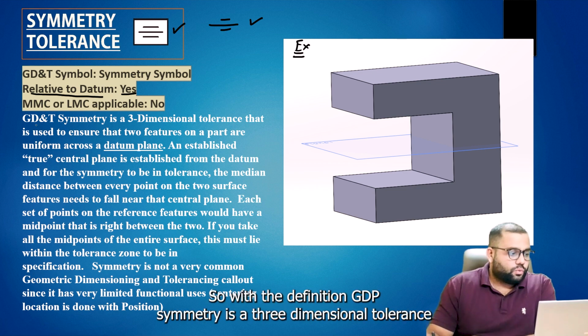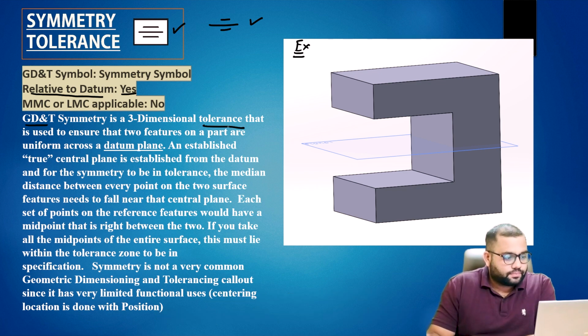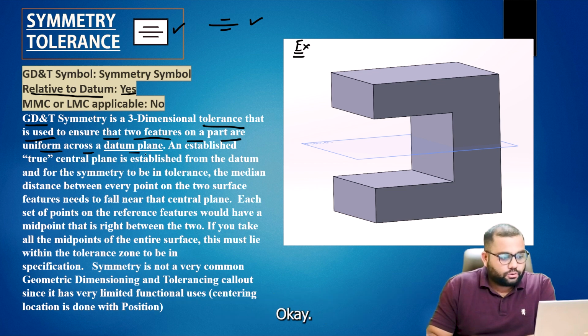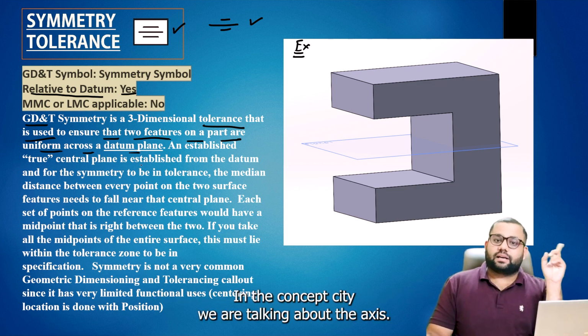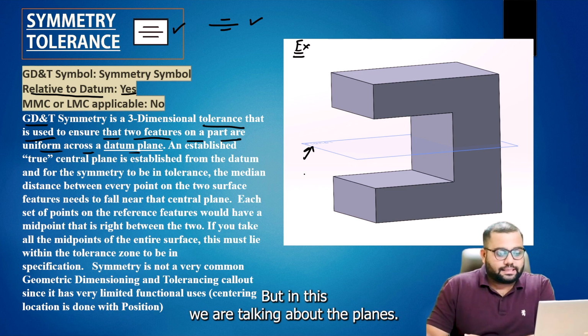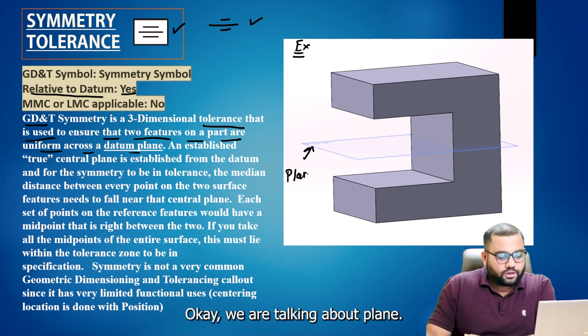By definition, GD&T symmetry is a three-dimensional tolerance that is used to ensure that two part features on a part are uniform across the datum planes. In concentricity, we are talking about the axis, but in this, we are talking about the planes.